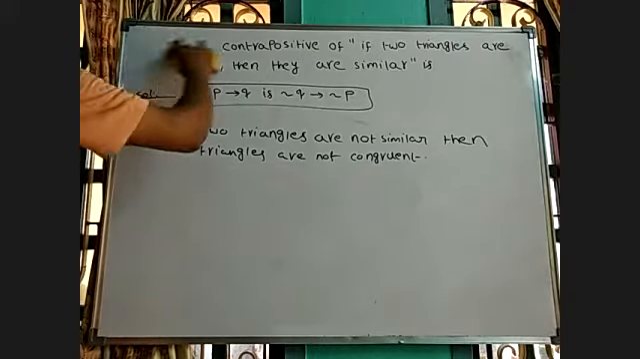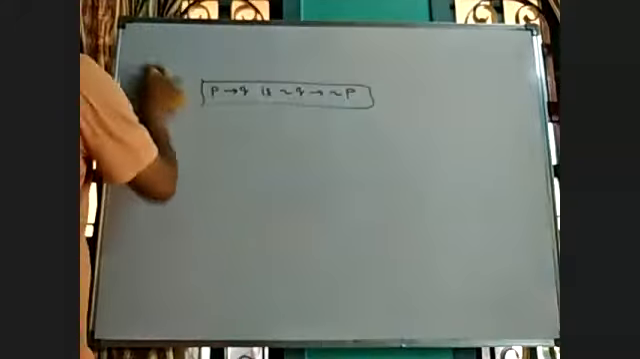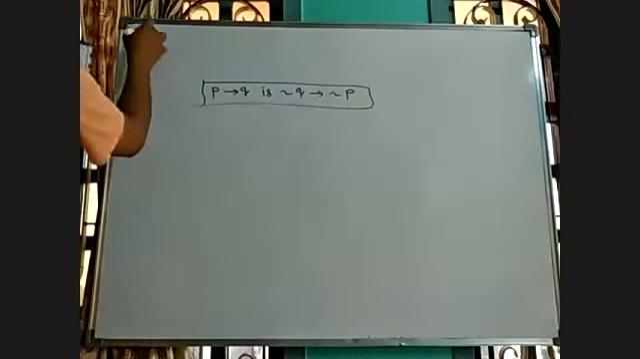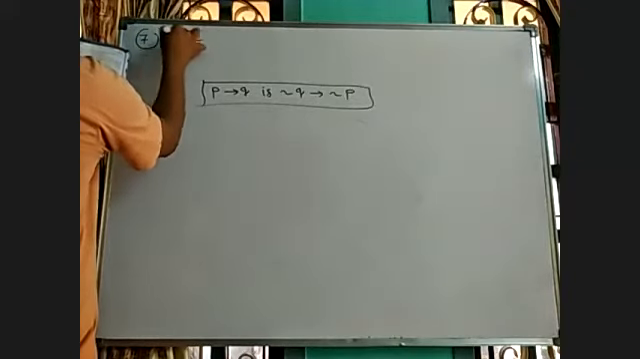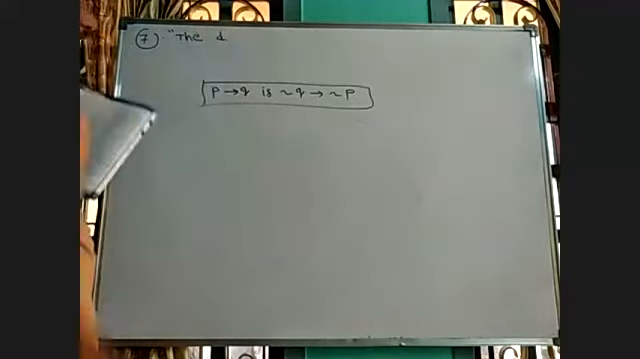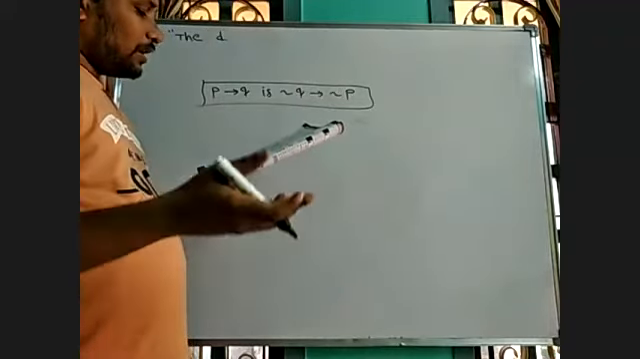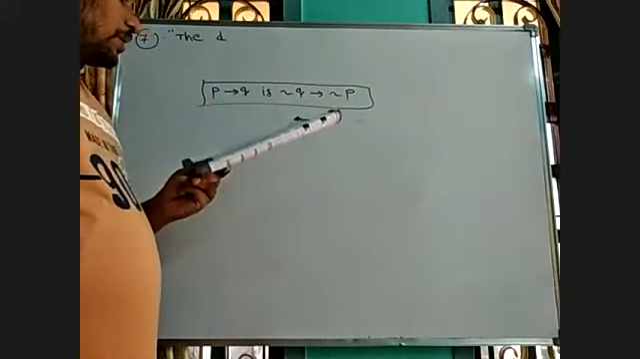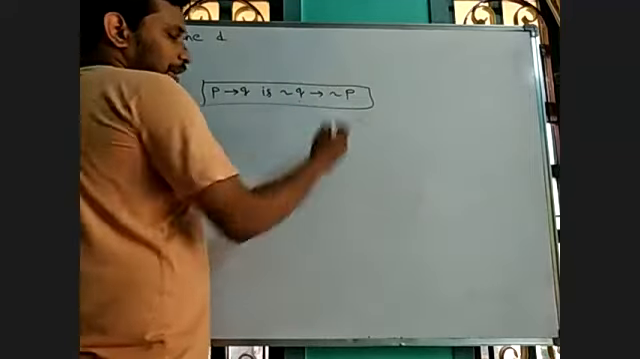Next, question number 7. The diagonals of a rhombus are perpendicular. The contrapositive of the above statement. Contrapositive is this only: negation of Q, negation of P.